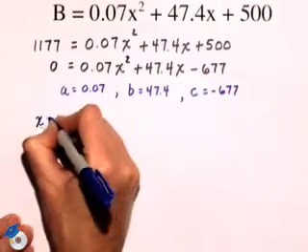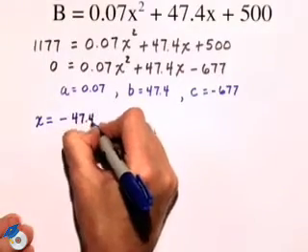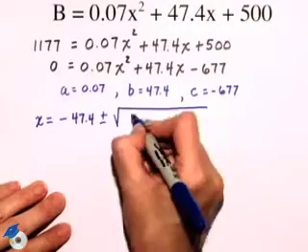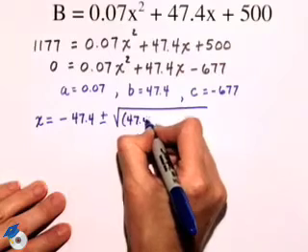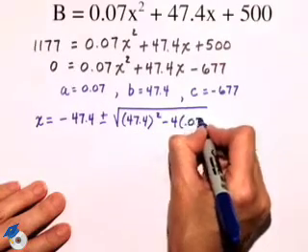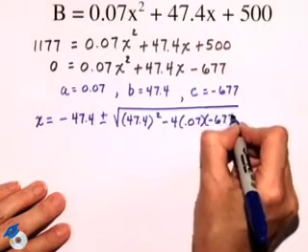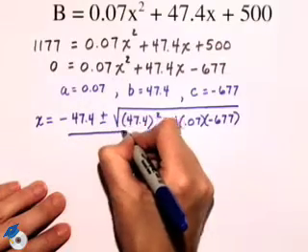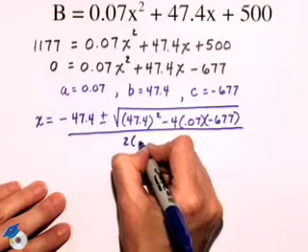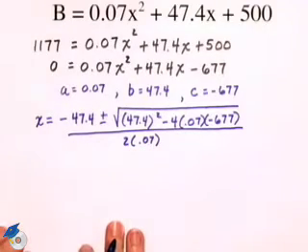And x is equal to negative b, negative 47.4, plus or minus the square root of b squared, 47.4 squared, minus 4 times a, which is 0.07, times c, which is negative 677, and that's all over 2 times a, which is 0.07. So we need to simplify this.